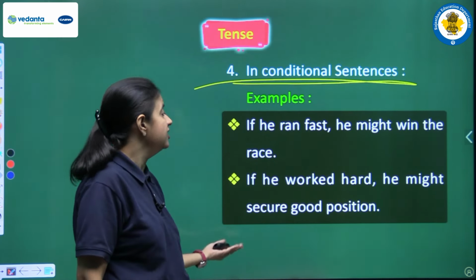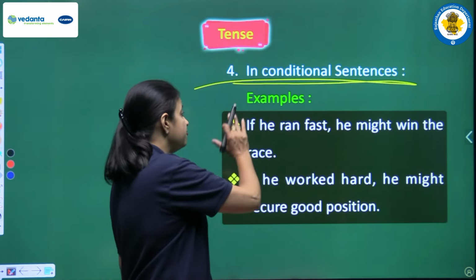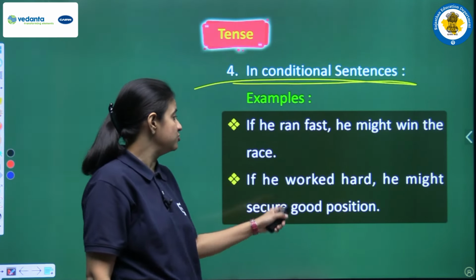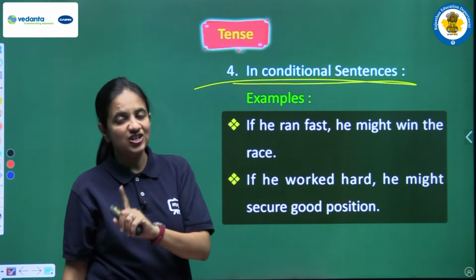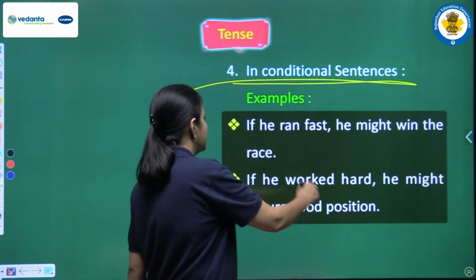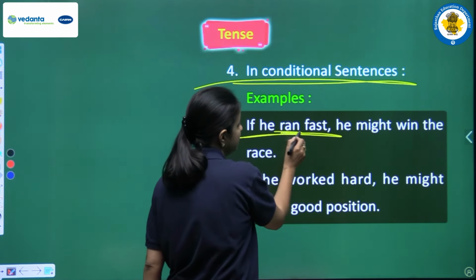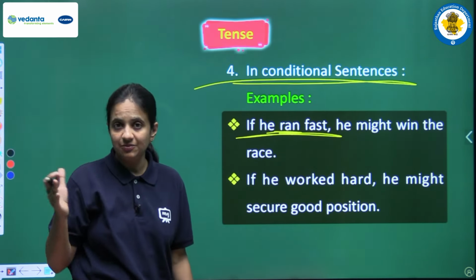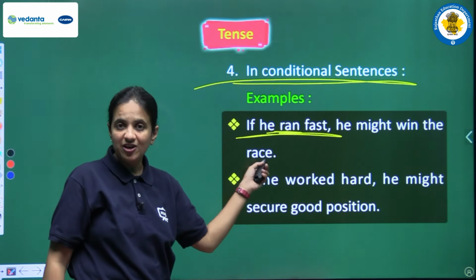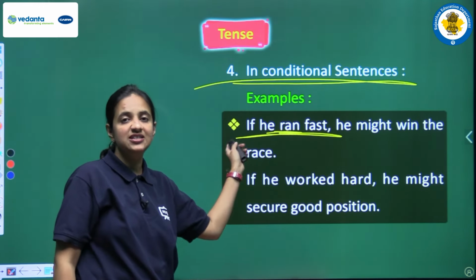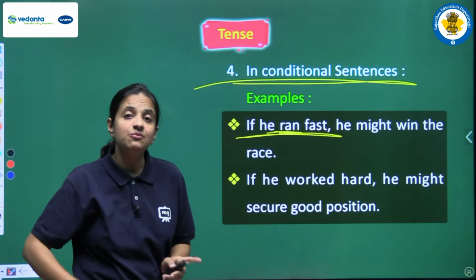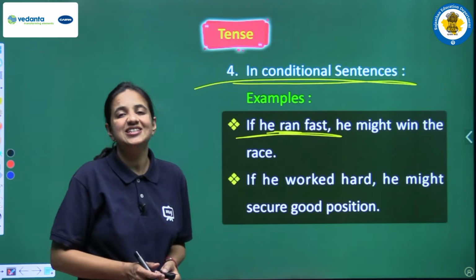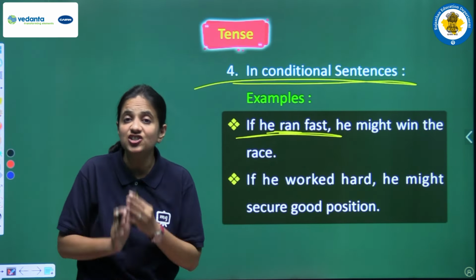So how? Let's see. First example that we are having is, if he ran fast he might win the race. Again this is a conditional sentence because we are having two clauses. One is a condition clause, second is a result clause. First we are having, if he ran fast. Ran is the second form of run. So it means this phrase is in past simple tense because did is not here, no helping verb is here, and we are having the second form. So the condition is in past simple tense and the result will be like he might win the race. So this is the use of past simple tense in conditional sentences.